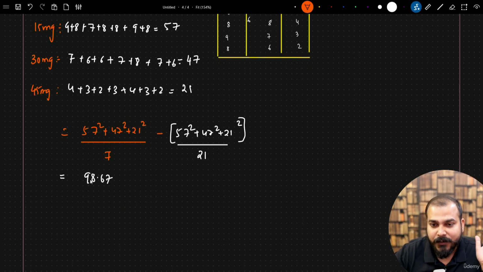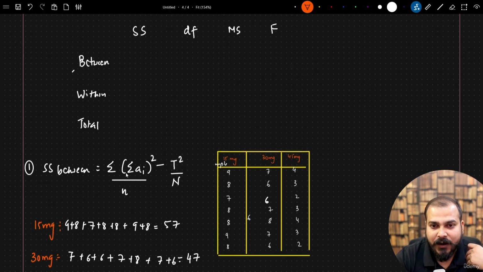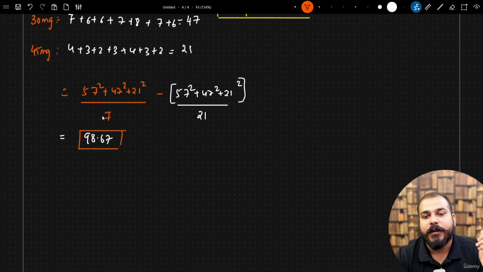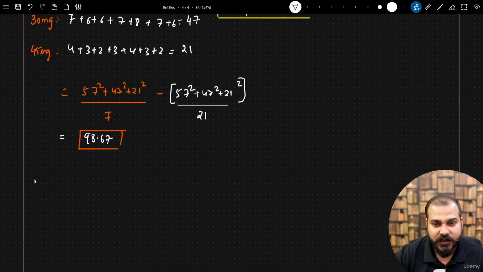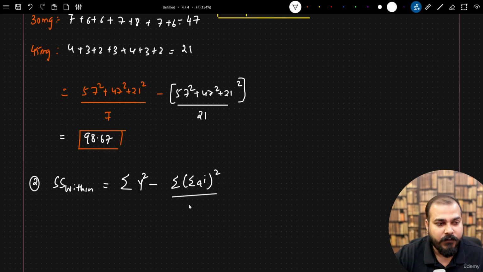I know this is a little bit cumbersome, but if you follow the steps, you will be able to get it. Now this is done. I have calculated SS between. Now we'll calculate SS within, the sum of square within the samples. The second one that we have is SS, sum of square within samples, and this is given by the formula summation of y square minus summation of A of I whole square divided by n. We have already calculated this.